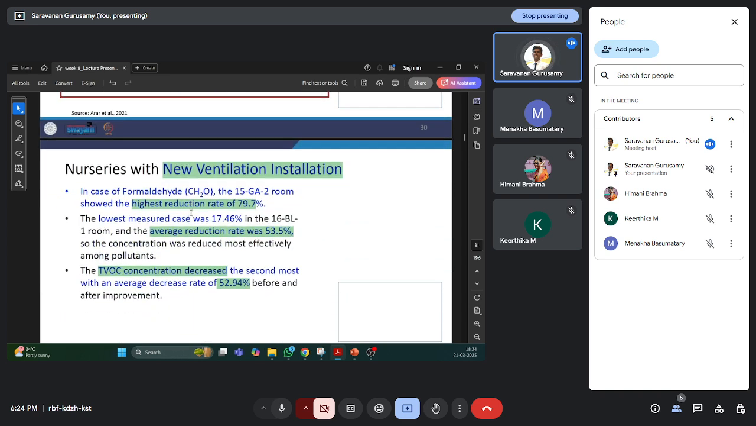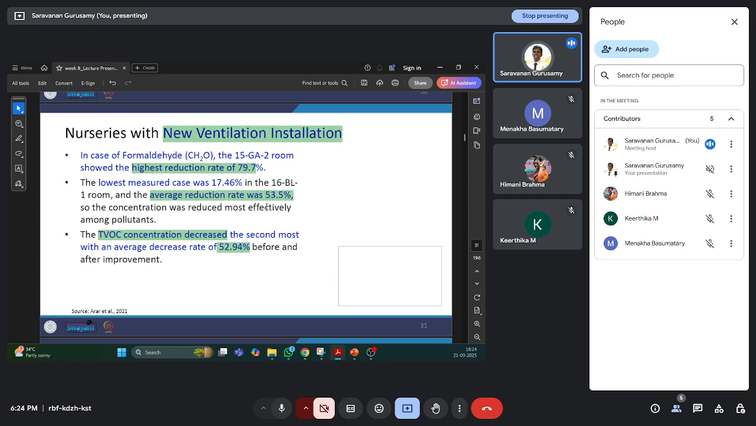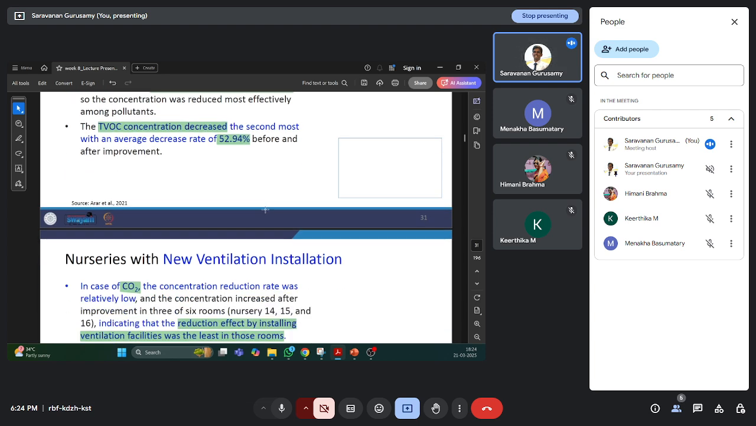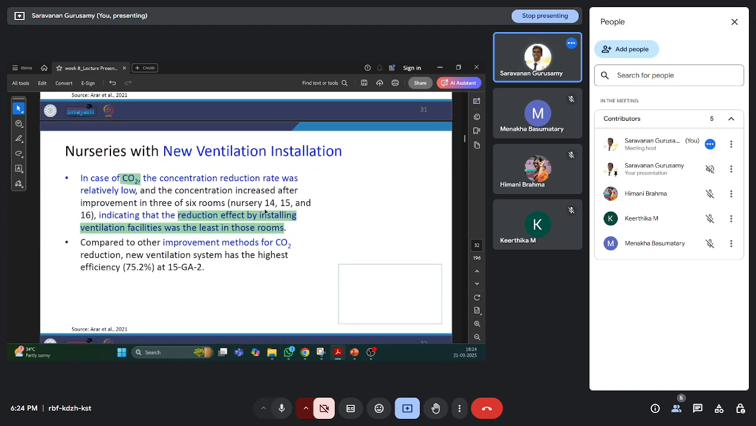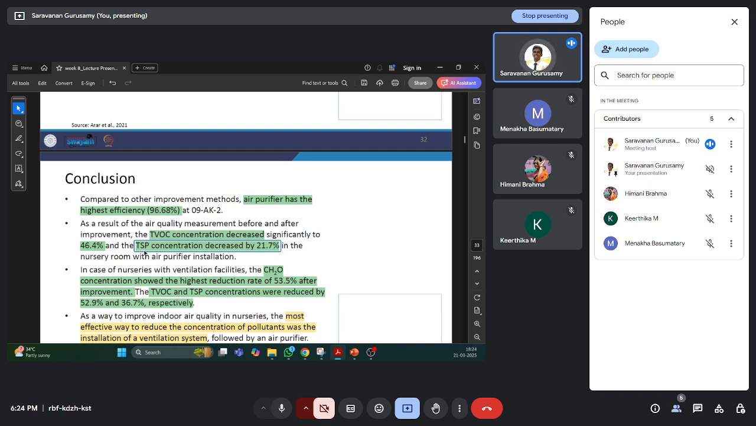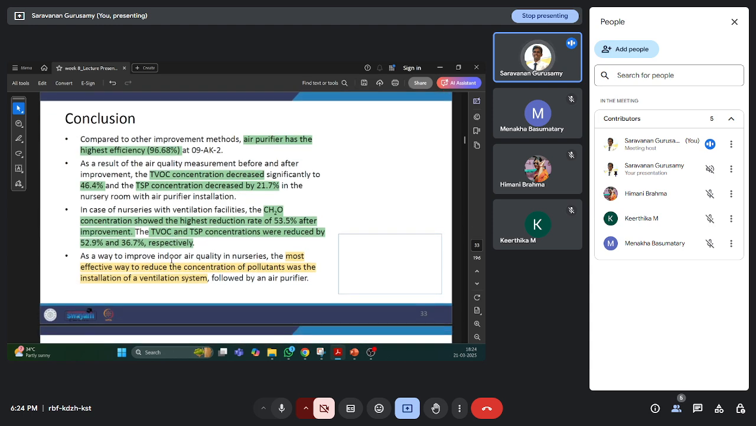And the third point is that installation of ventilation also has a huge impact, like 78% reduction in formaldehyde, and 17% is the lowest reduction level. And TVOC also decreased by 52%. That's the second most, with the average decrease rate. So again, the new ventilation system also reduced the carbon dioxide levels. As a conclusion, I can say that the air purifier has the highest efficiency of 96%, and TVOC was decreased and TSP also got decreased.